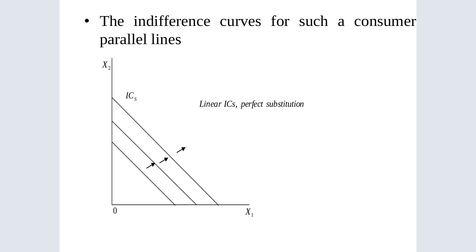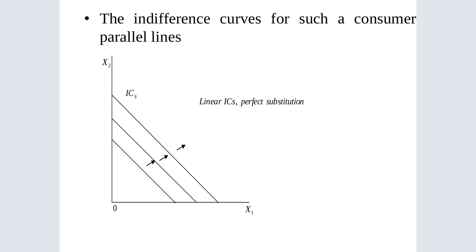Now, the indifference curve for perfect substitutes is simply parallel lines. So the indifference curve is given as parallel lines. I hope you can see them on the slides. So X2, X1. We have linear indifference curves, which simply reflect perfect substitution, which means the consumer is substituting one good for the other at a constant rate.